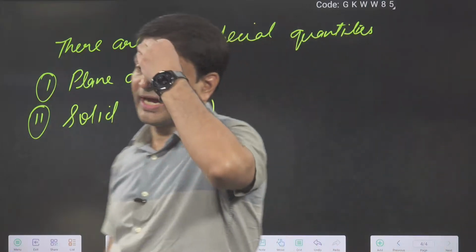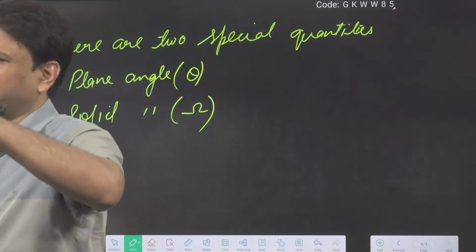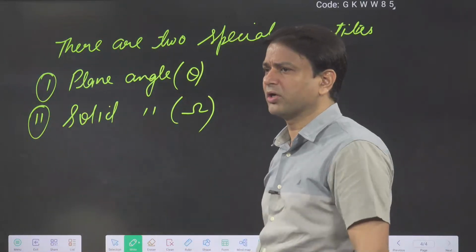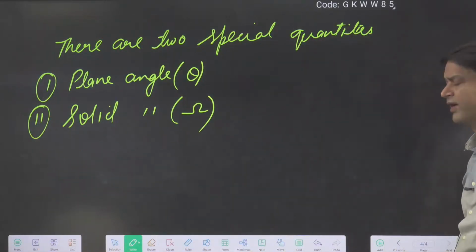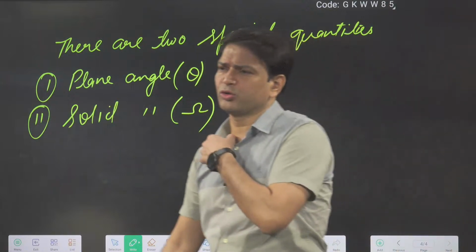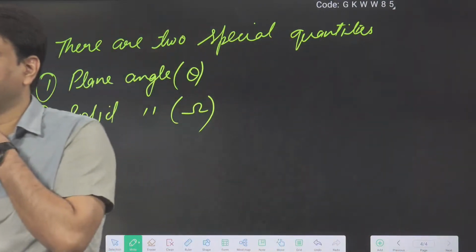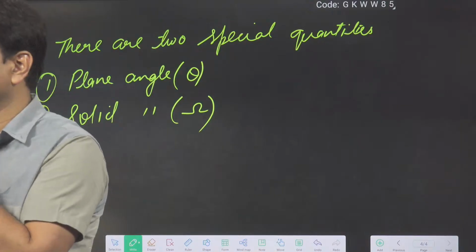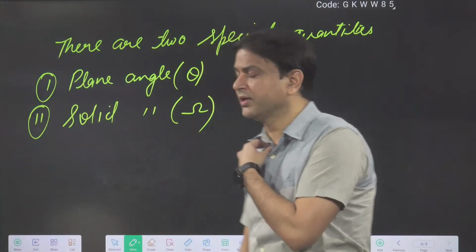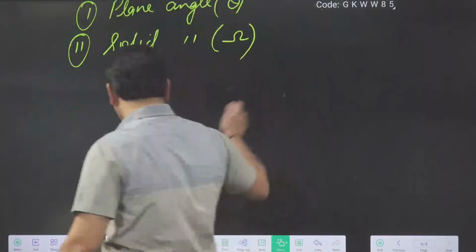So plane angle and solid angle. About the plane angle I discussed in detail in the basic mathematics, but in short I will say what a plane angle is, how we find the plane angle, and what a solid angle is. Solid angle we are not going to use anywhere in the physics, but here we have to know what a solid angle is and what the unit of solid angle is. So something we have to know about the solid angle. Okay, so plane angle.